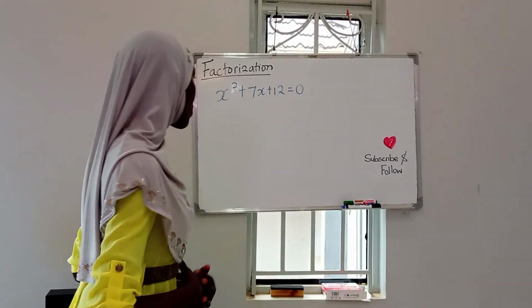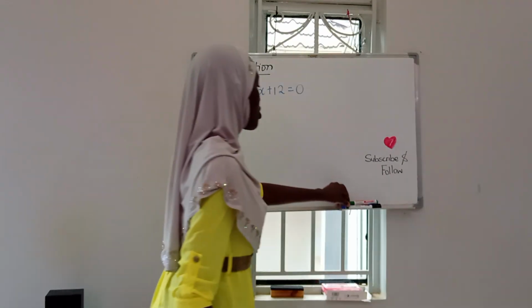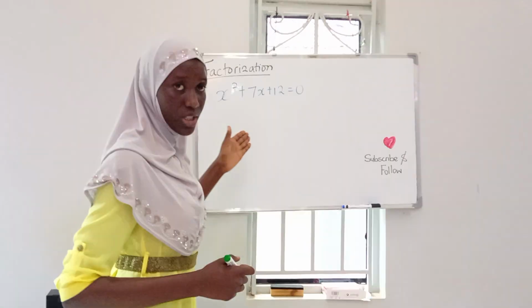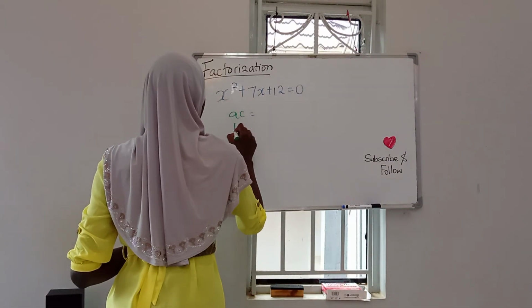Today we are going to solve this quadratic equation using the factorization method. So the rule that we need when we are applying the factorization in a quadratic equation is that we need to find AC and B.